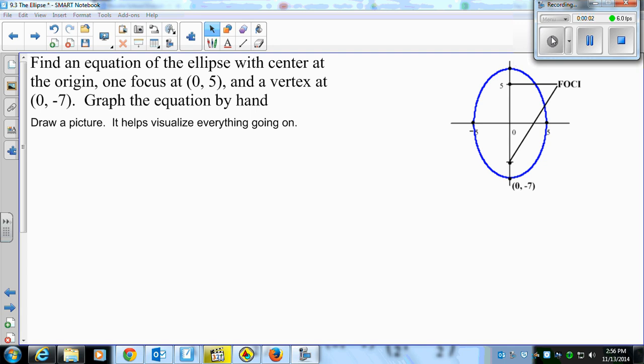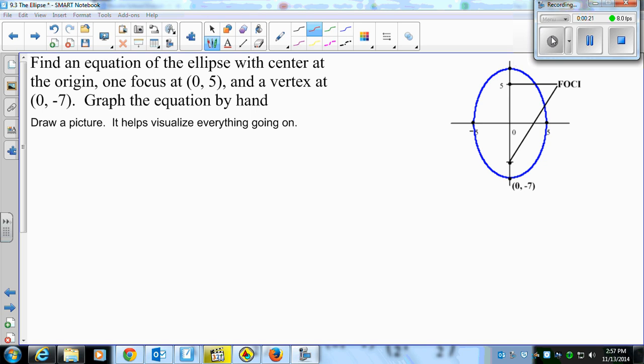All right, here's part two. So we're going to work through two examples here. Here's the first one. We're going to find an equation of an ellipse with a center at the origin, one focus at (0, 5), and a vertex at (0, -7). Graph the equation by hand, draw a picture, helps visualize everything going on.